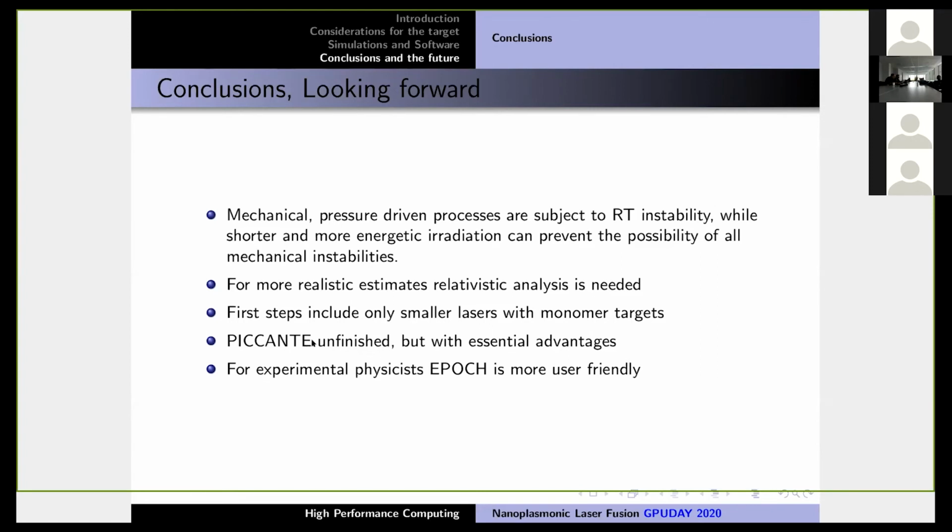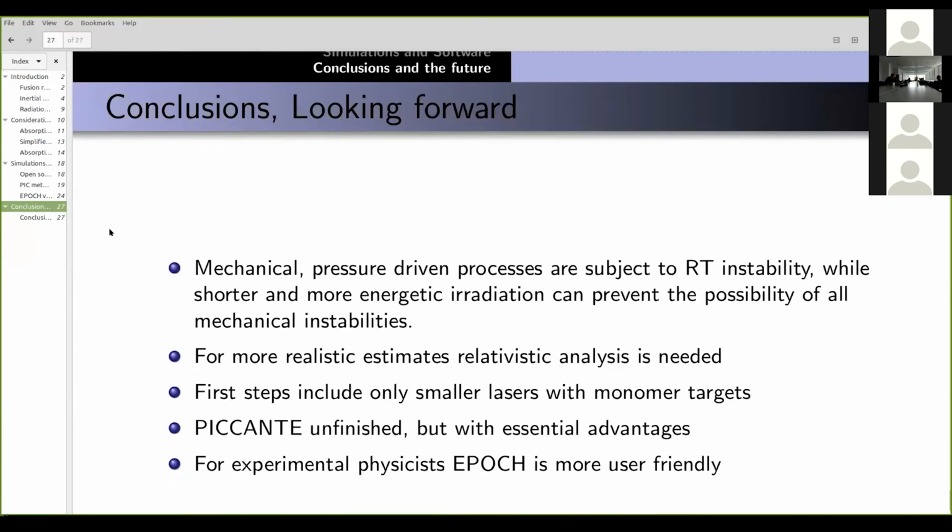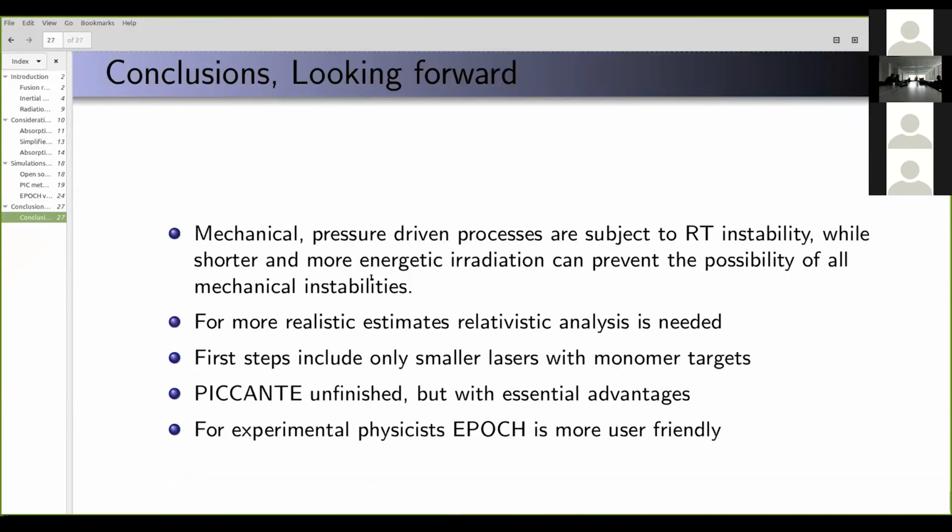But in the next 3 months, I would like to implement at least a few features of the Picante, because I forgot to mention that the Epoch is very extendable, so they thought about that as well.